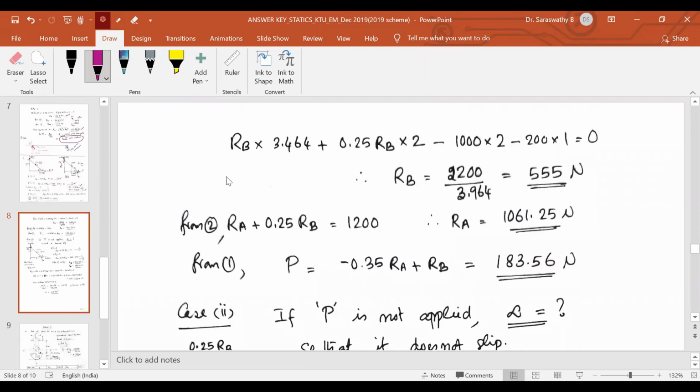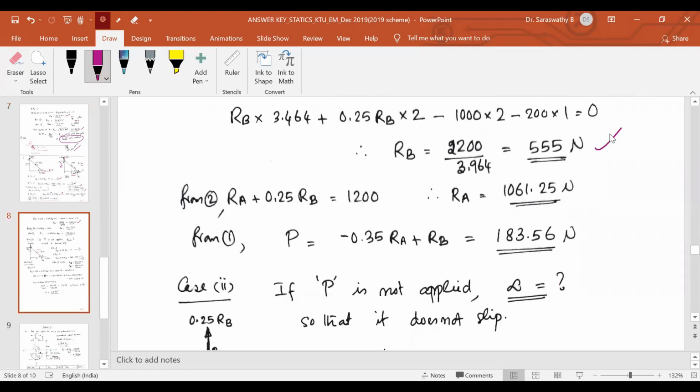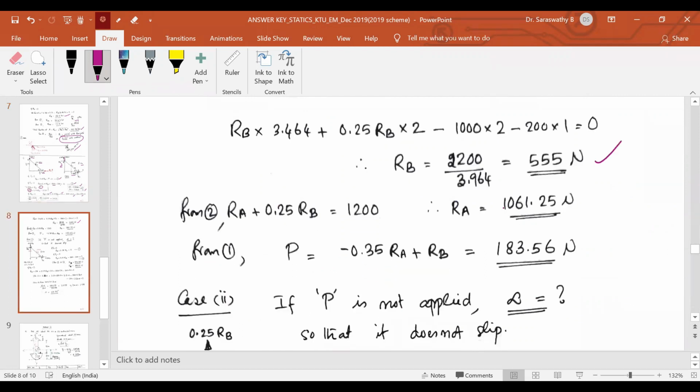You apply that in the sigma M is equal to 0 equation and we will get RB. Apply OB, OA, OA, DA, so that the only unknown is RB. We can get RB. Once you get RB, from the equation RA plus 0.25 RB equals 1200, you get RA. Once you get RA, you substitute in the first equation so that you will get P. So we were asked to find out the force. That is the first part of the question.